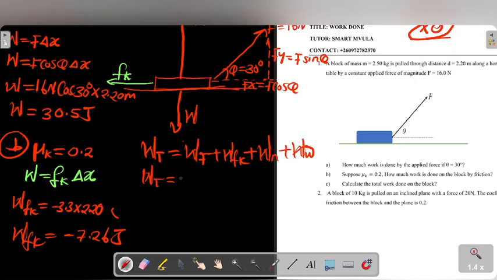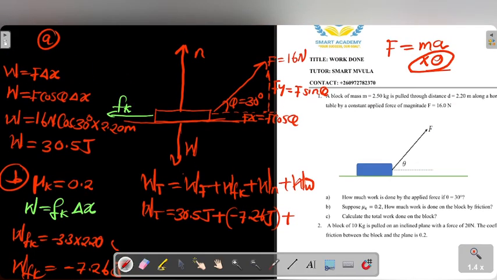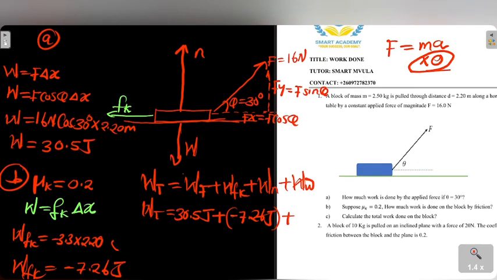So the work done by the applied force, we found in A, was 30.5 joules. Then plus the work done by the friction force, which is negative 7.26 joules. Then plus the work done by the normal force. The normal force is along the Y, and since there is no movement in the Y, the work done by the normal force will be equal to 0 joules, and the work done by the gravitational force will also be 0 joules, because all these are acting in the Y. The movement is only happening in the X, and that is why the work is being done.